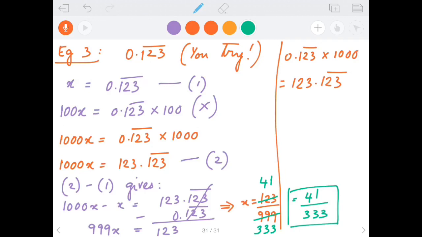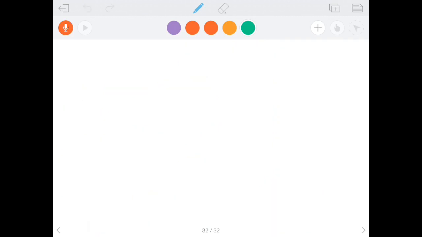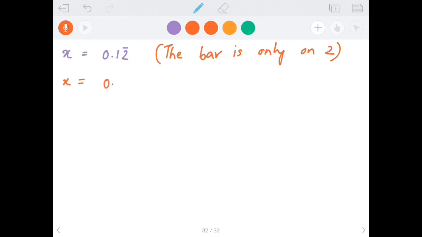Let's take another problem now. This is another interesting problem. This is the next level. So I have x equal to 0.12, and please mind it that only 2 is under the bar. I'm just going to put that there. The bar is only on 2. I'm just going to quickly show you how this is going to work. When I read this number, I'm going to read it like this.